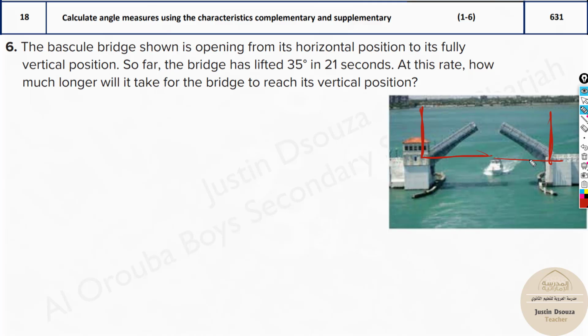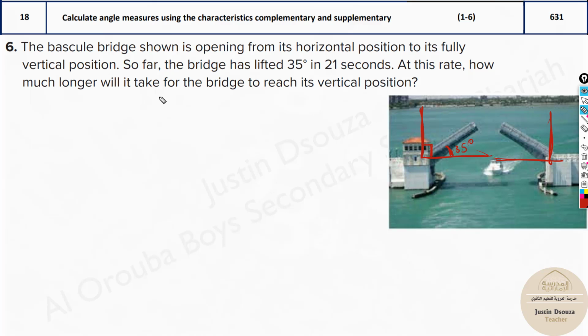It'll be completely vertical. So far, the bridge has lifted 35 degrees. So this is 35 degrees as of now. In 21 seconds, at this rate, how much longer will it take for the bridge to reach its vertical position? It's about 90 degrees, right? Vertical position. So it's like a rate problem. We need to find the seconds. How much time is still remaining?